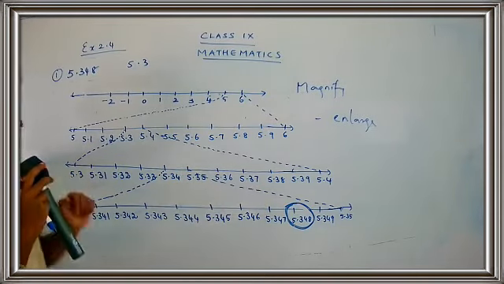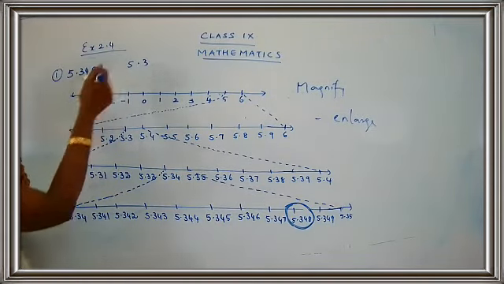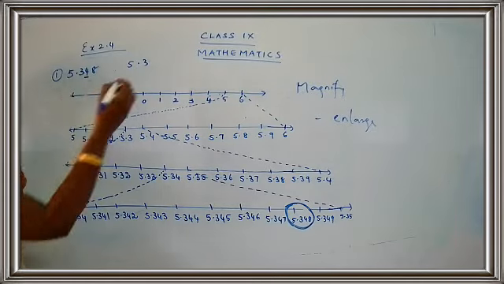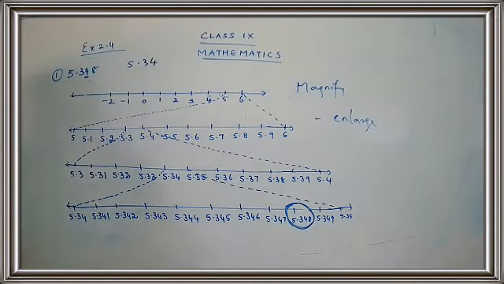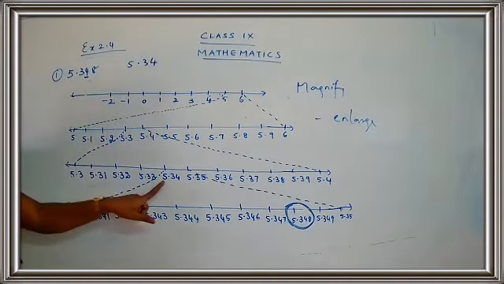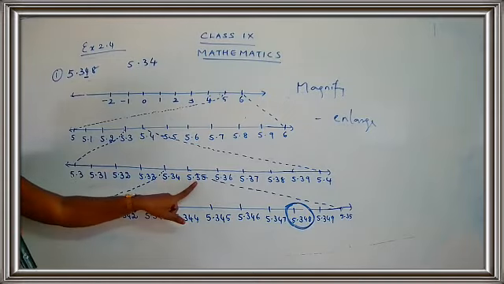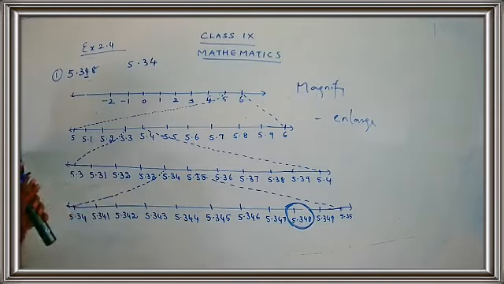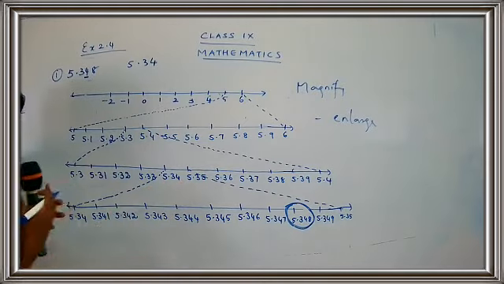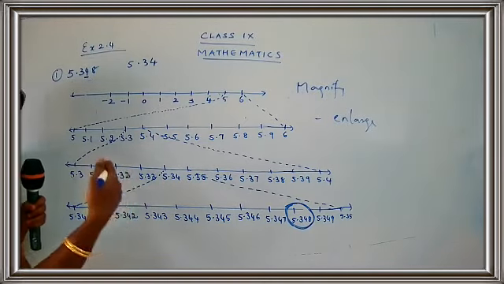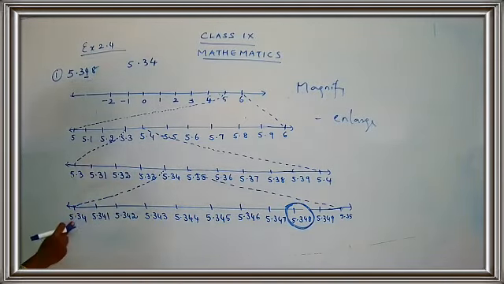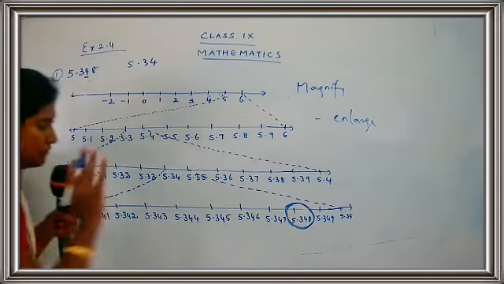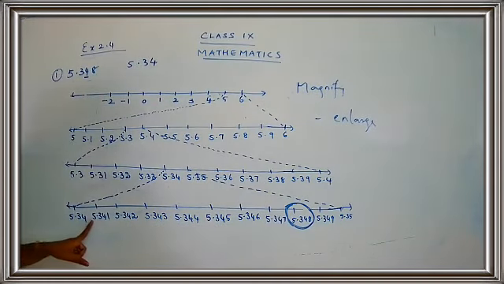Getting my point? Next. We took the first digit. Now what is the next number here? It's 4. That is 5.34. So you focus on 5.34. What is the next number, children? 5.35. So what are we going to do? We are going to enlarge. We are going to magnify. That is 5.34 and 5.35. So write down all the numbers.